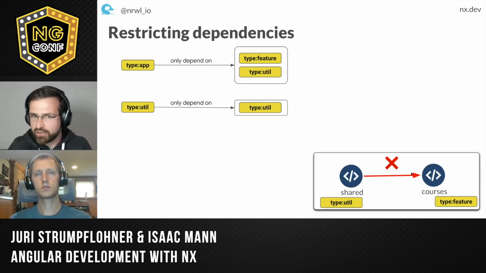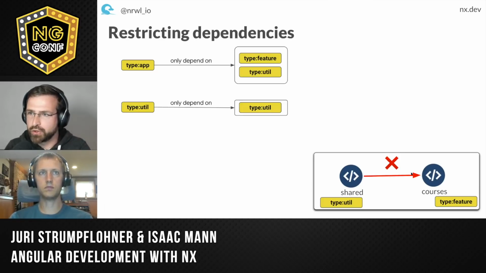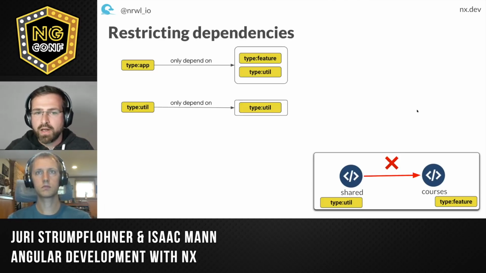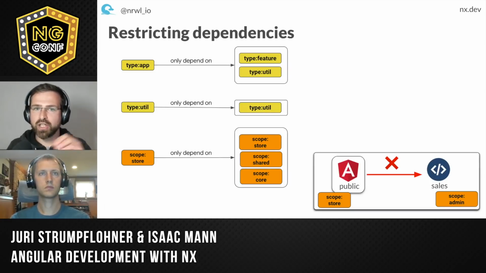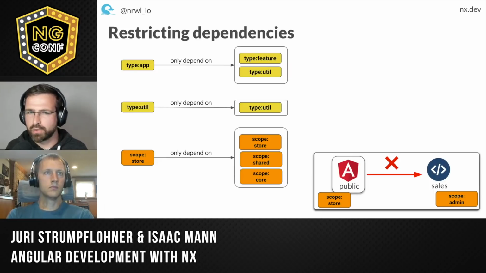It should actually be vice versa, like feature libraries should grab into the utility libraries to use them. And similarly, I can also define scope-dependent rules. For instance, I can say the whole public-facing part of the libraries and applications should not reference a part within the administration part. And the reason is because they might have been constructed in a different way.